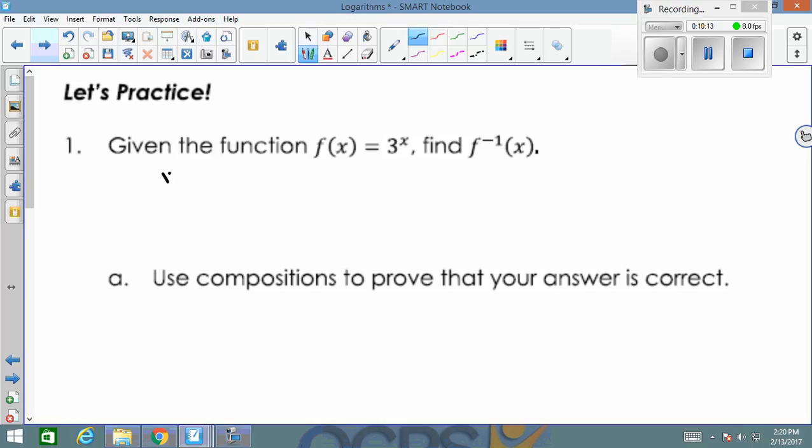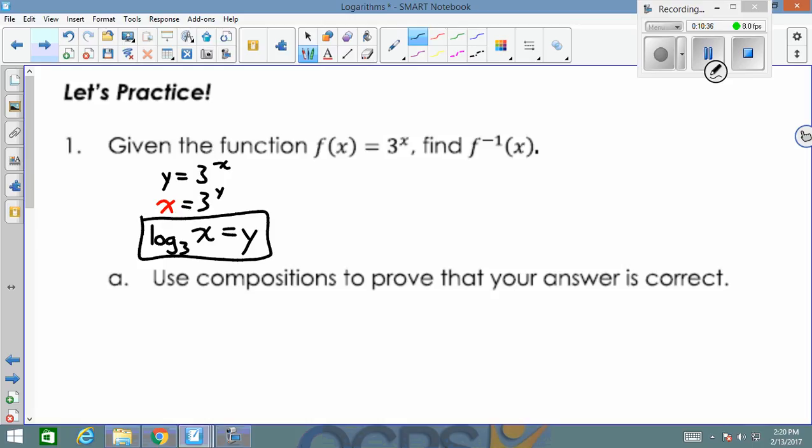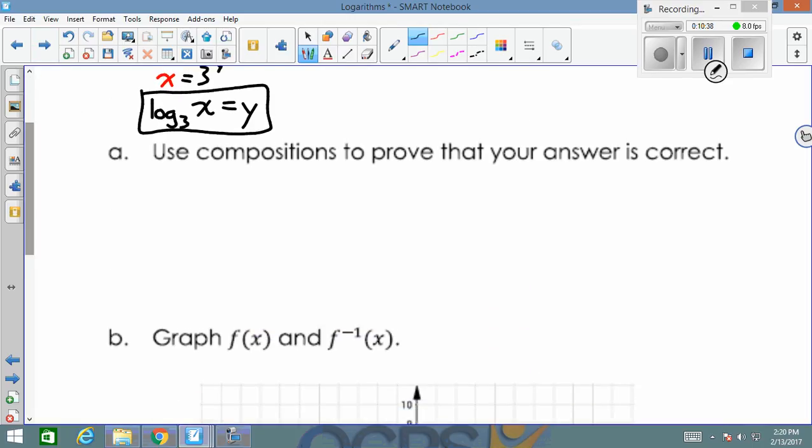So if I have y equals 3 to the x, if I were to find the inverse, switch your x and y, so x will equal 3 to the y, and now we're solving for y again. Well, to do that, since y is the exponent, I have to convert it to a log function. So we're going to have log base 3 of x is going to equal y. So there's my inverse. Okay, we're not going to prove it. All right, so we're just going to skip that part.